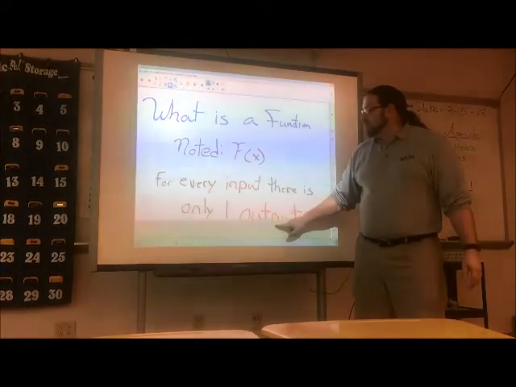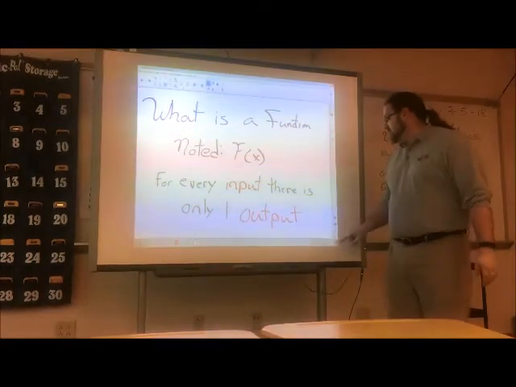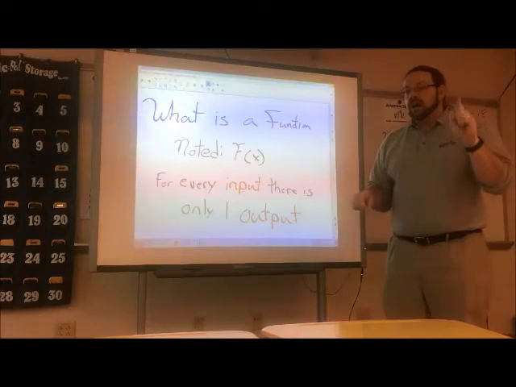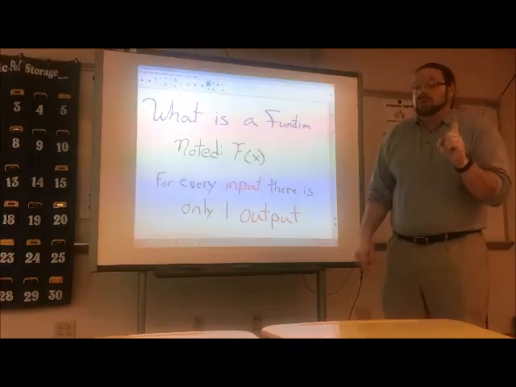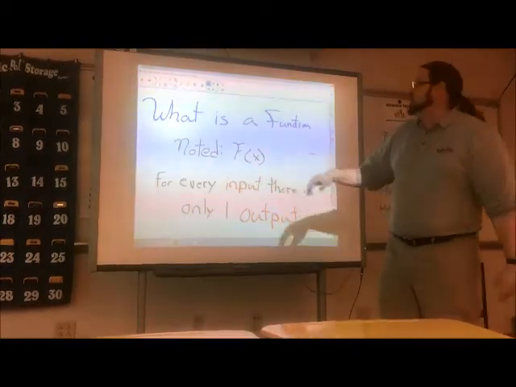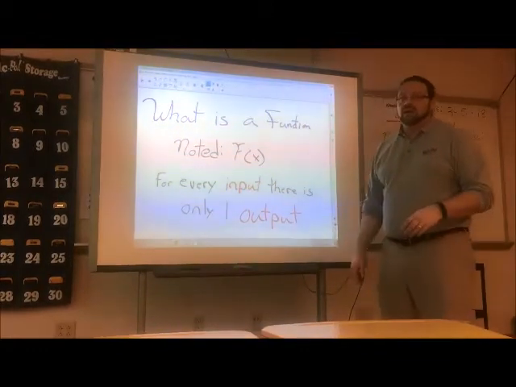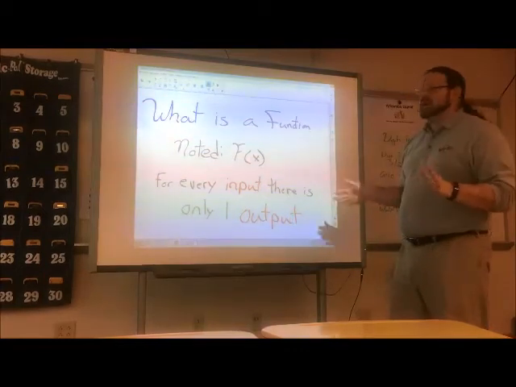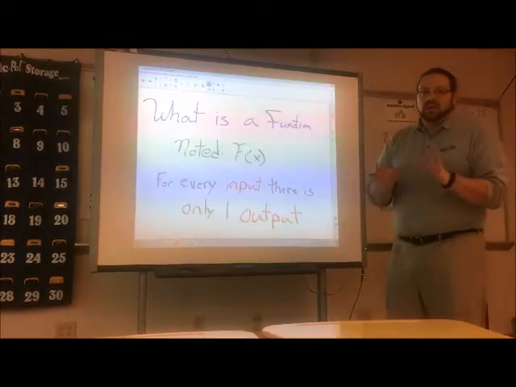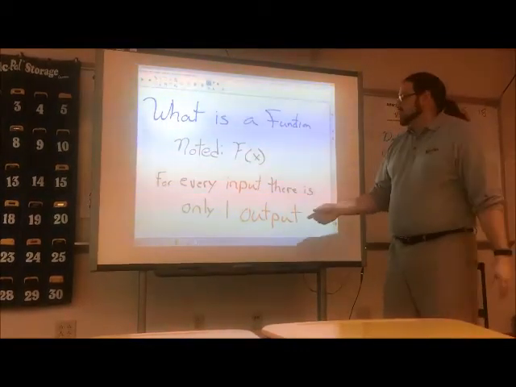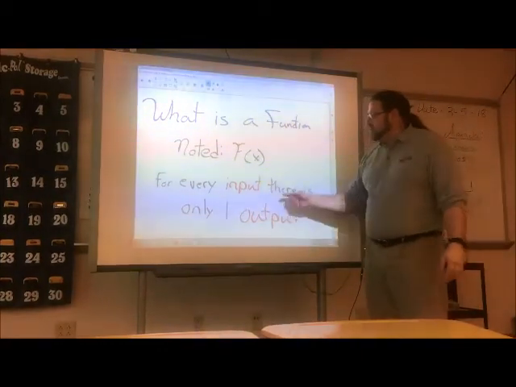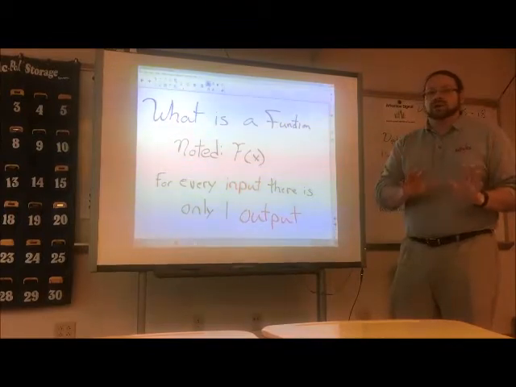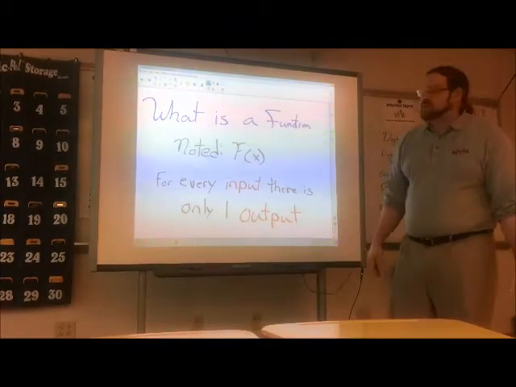But for every input, there is only one output, and that is key. For every input, there is only one output. If there's more than one output, not a function. It can only have one. Now, you're probably thinking to yourself, what does that look like? What does it mean to have one input and only one output? There's several different ways that we're going to look at this so that you're able to tell which one is which.